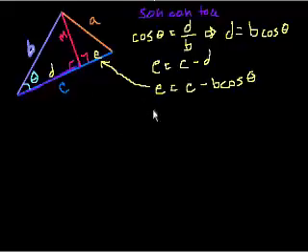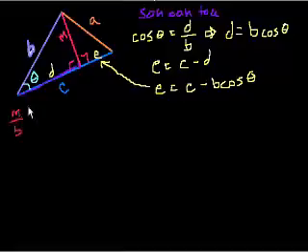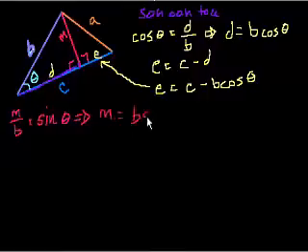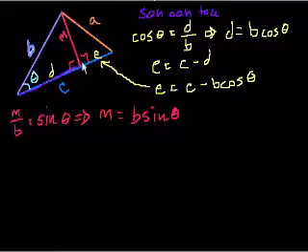M over B, because B is the hypotenuse, is equal to sine of theta, or M is equal to B sine of theta. So we figured out M, we figured out E, and now we want to figure out A. And this should jump out at you. We have two sides of a right triangle, and we want the hypotenuse. We can use the Pythagorean theorem.